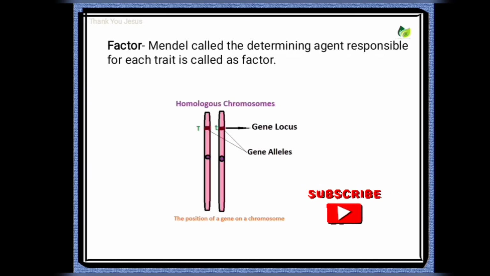Next term, factor. Mendel called the determining agent responsible for the trait a factor. Actually, Mendel termed it as a factor. It is an alternative name for the gene. Mendel called the determining agent for a character a factor.